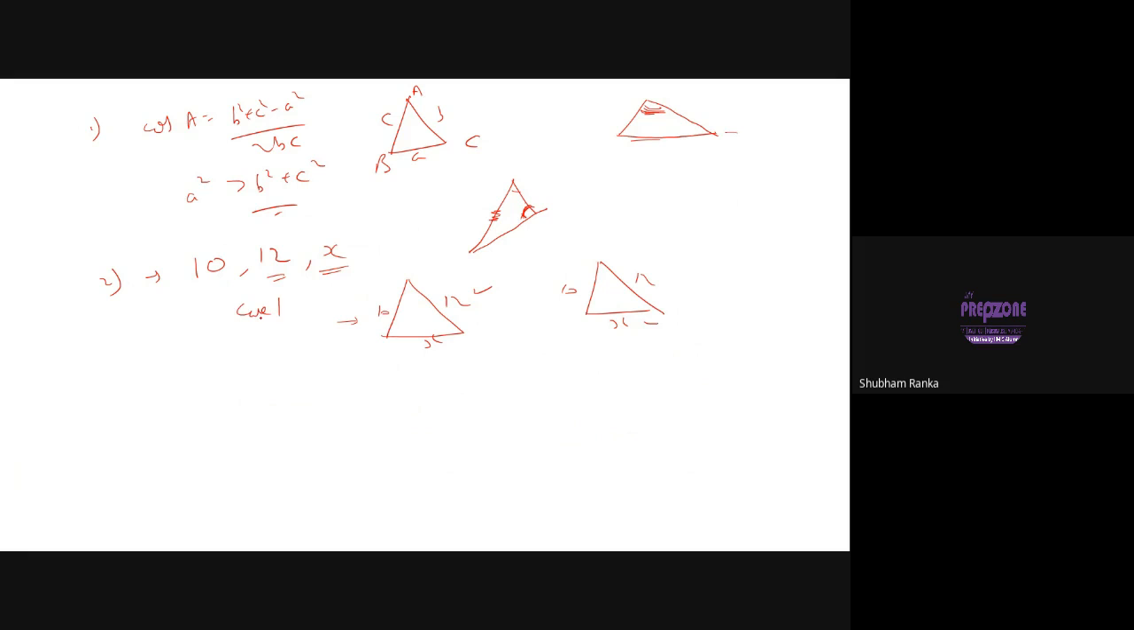So case 1 would be: 12 is the largest. If 12 is the largest, then the basic property of triangles says that the sum of two sides should be greater than the third side, not even equal to, strictly greater. So if 12 is the largest, then 10 plus x should be less than 12, x should be less than 2. And also the other relation is that this angle will be the largest here, so you need to apply the cosine law. Cos theta would be equal to x square plus 10 square, which is 100, minus 12 square, which is 144, upon 2 into 10 into x, which is 20x, less than 0. So basically this would give x square less than 44.